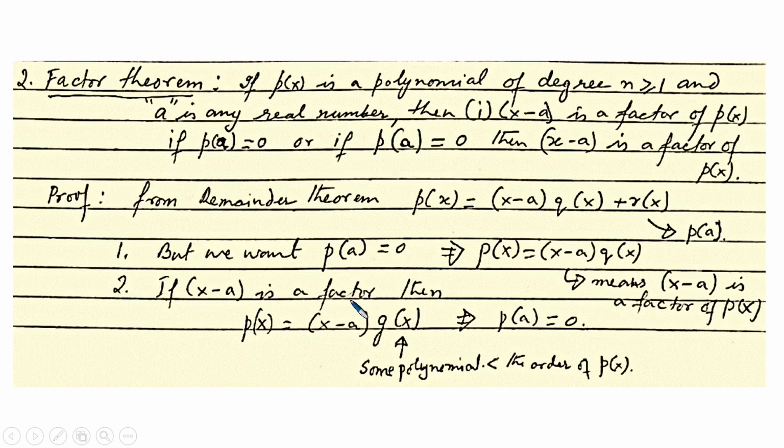And if x minus a is a factor, then I know that this is p(x), and I say that x minus a is a factor. This is your g(x), some polynomial. Then p(a), that is at x equal to a, becomes 0.